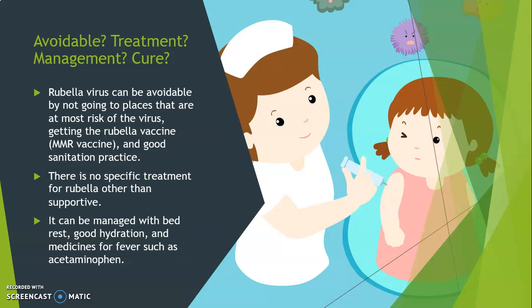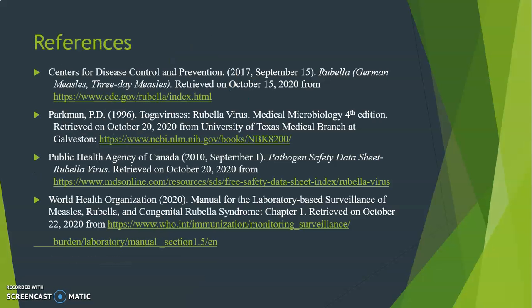Pregnant women who are infected with the virus may be given antibodies called hyperimmune globulin that can fight off the infection, but this will not eliminate the risk of the unborn baby getting congenital rubella syndrome. There is really no specific treatment for the virus other than supportive care. It can be managed with bed rest, good hydration, and medicines for fever such as acetaminophen. Doctors recommend isolation from others, especially pregnant women, during the infectious period.